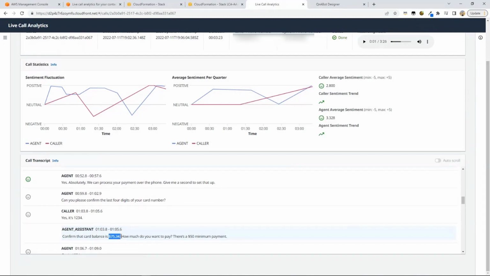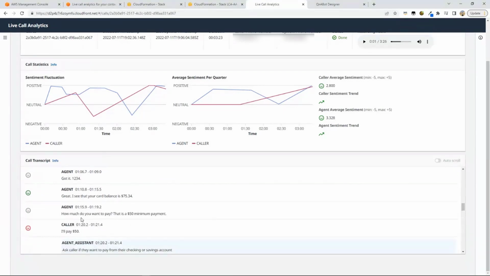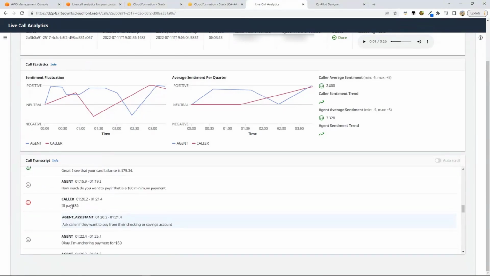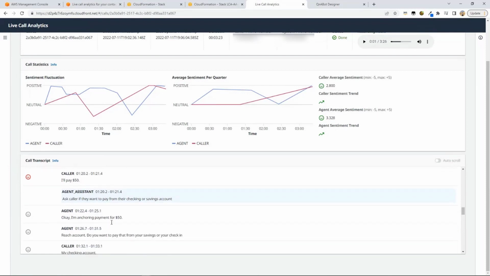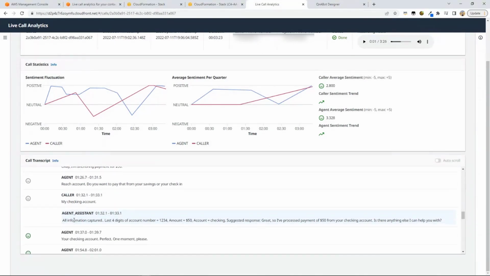The agent assistant is listening. It captures that information and it knows it needs more information from me now. It needs to know how much I want to pay. Informs me there's a $50 minimum. Again, Babu relays that information to me. I mentioned that I want to pay the $50. And you get the idea here. The last piece of information is which account do I want to pay from. Again, Babu relays that question to me. I mentioned that it's my checking account.